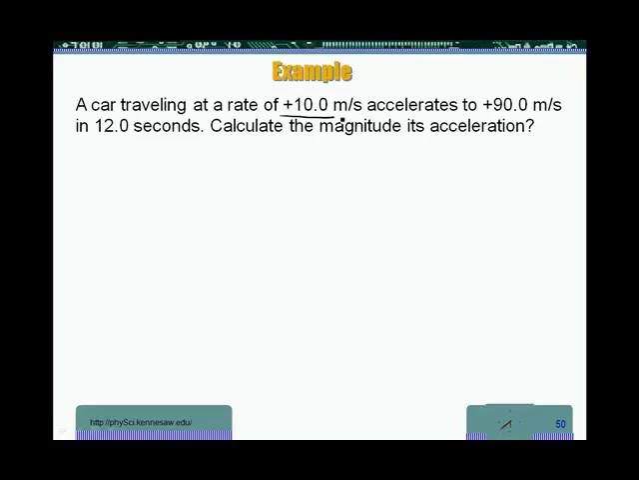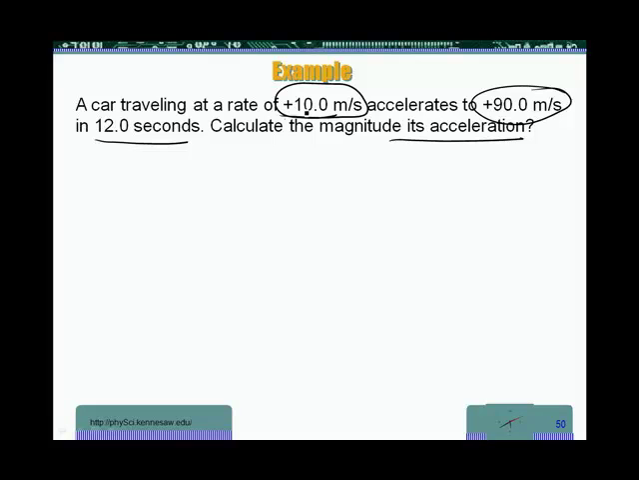Now, the plus 10 meters per second is a velocity. The plus 90 meters per second is another velocity. 12 seconds, that's a time. And we are asked to find an acceleration. The magnitude is, they care about how big it is. Now, both of them are plus velocities. That's telling us of the direction.